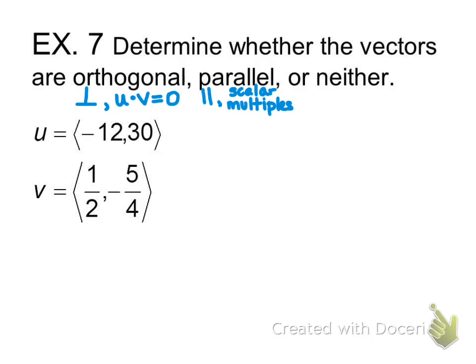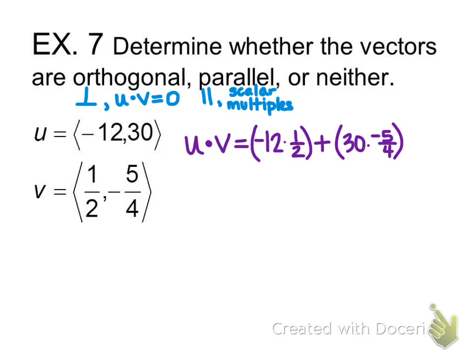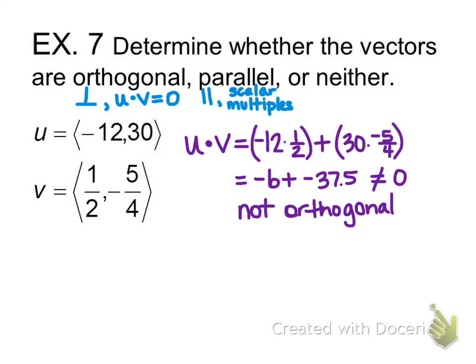So first we're going to test to see if these two vectors are orthogonal. So we're going to do the dot product of u and v. That's going to be negative 12 times 1/2 plus 30 times negative 5 over 4. So negative 12 times 1/2 is negative 6, plus 30 times negative 5 over 4 is negative 37.5. Now in order for these to be orthogonal, they're supposed to add to equal 0. Well, obviously these are not going to equal 0, so these two vectors are not orthogonal.